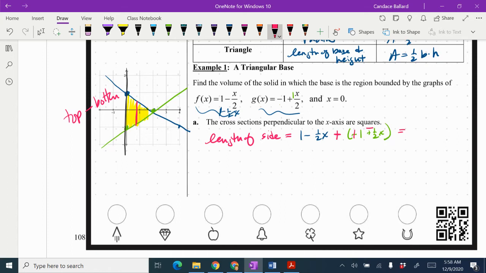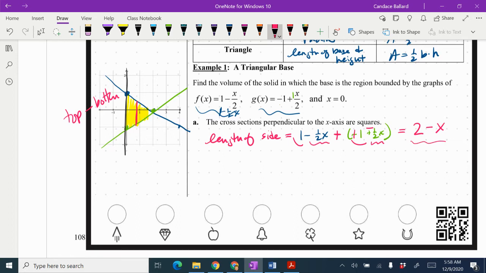And then when we combine like terms, I get 1 plus 1, which is 2, and then -1/2 x and -1/2 x. -1/2 and -1/2 would be -1 x. So the length of my side is just 2 minus x. And I could use this length of a side whether it's a square or a triangle or a rectangle or a semicircle. That's the length I would use for the side.